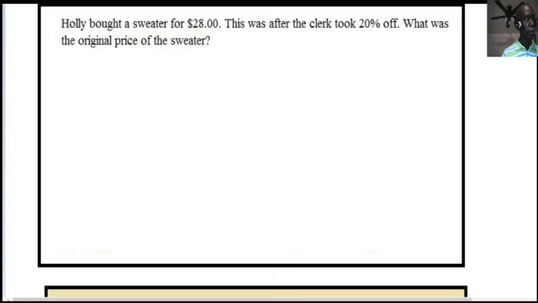This is our final example. Holly bought a sweater for $28. This was after the clerk took 20% off. What was the original price of the sweater?